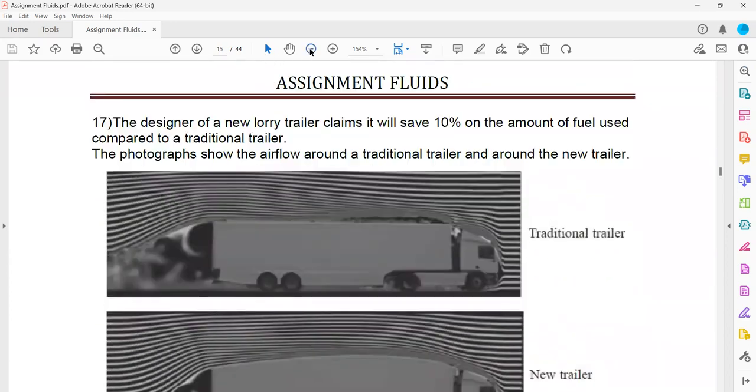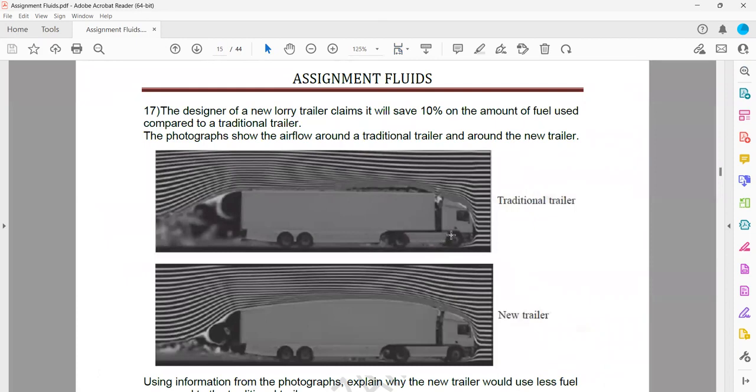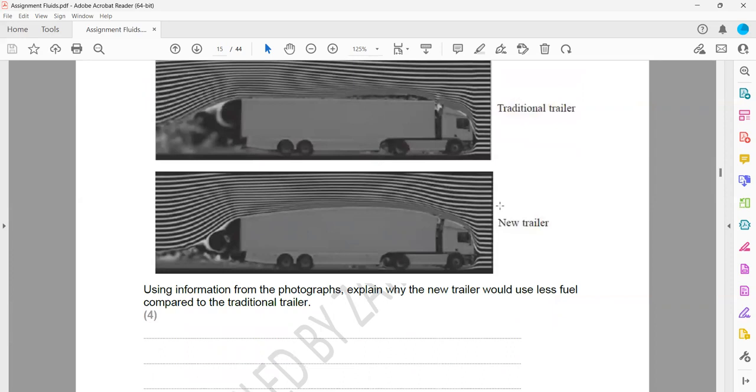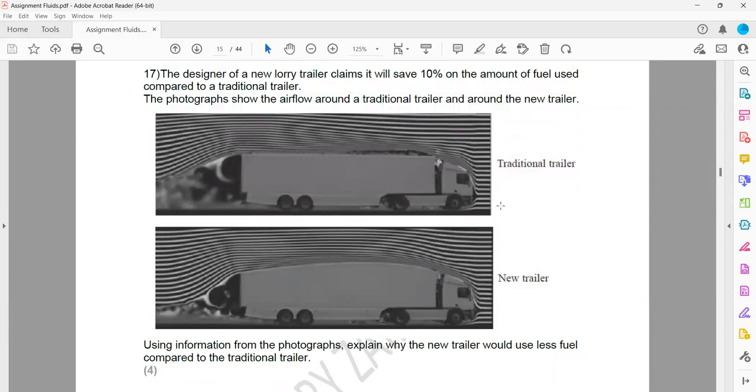In question 17, the designer of a new lorry trailer claims it saved 10% of the amount of fuel used compared to a traditional trailer. You can see the new design is more streamlined, with more laminar flow of the fluid around it. The photograph shows the airflow around a traditional and the new trailer. Use information from the photograph to explain why the new trailer would use less fuel compared to the traditional one.